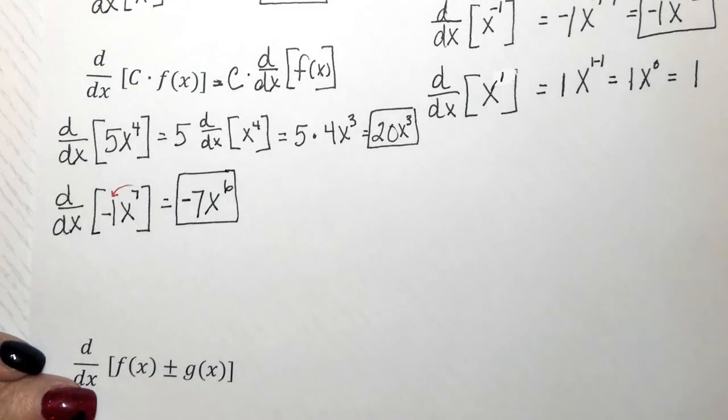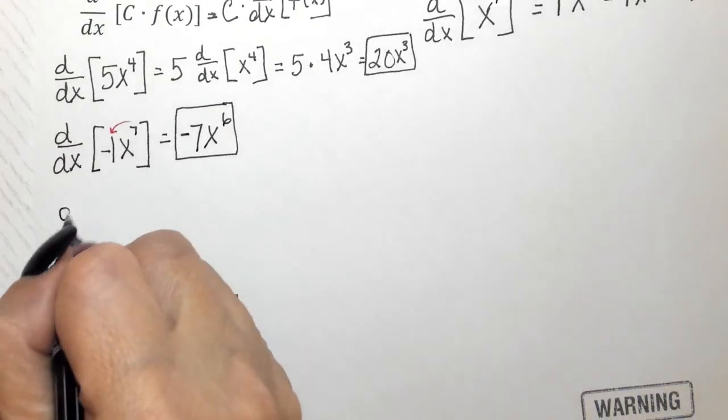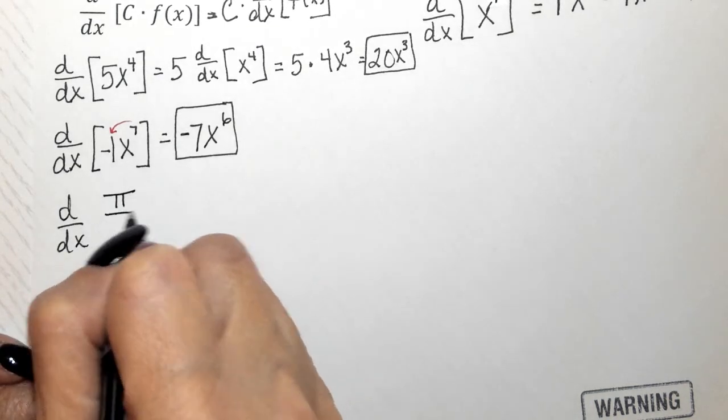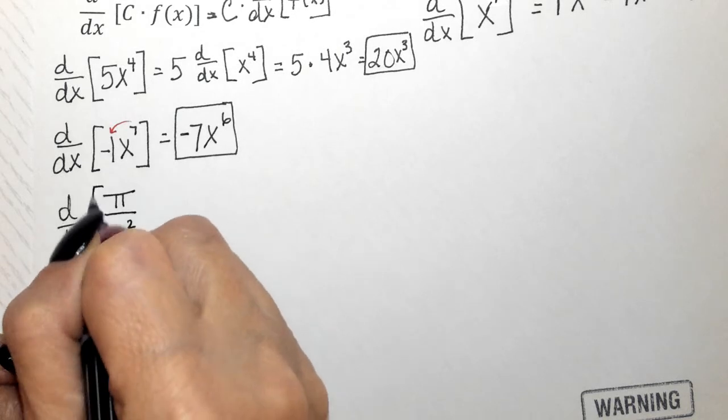And you're getting the idea. It's pretty straightforward. Okay, so d dx. What if I had pi over x squared?